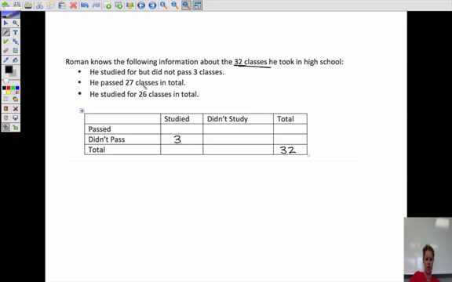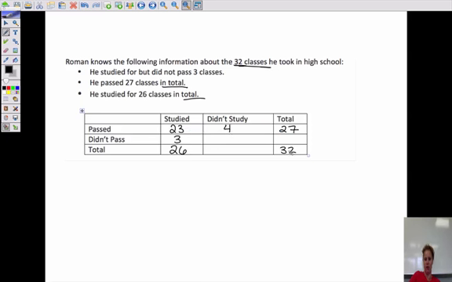He passed 27 classes in total. So he passed 27. And he studied for 26 classes in total, so that would mean this is 26. So we only have 4 boxes filled out, but we can fill out the rest using subtraction. So 26 minus the 3 didn't pass means he studied and passed 23. If he studied and passed 23 and there was a total of 27 that he passed, that means there's 4 he didn't study for, right?